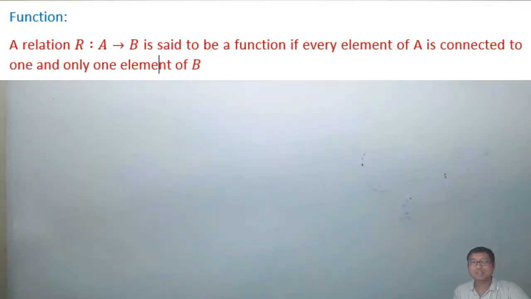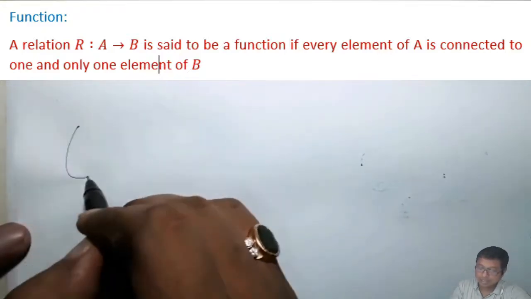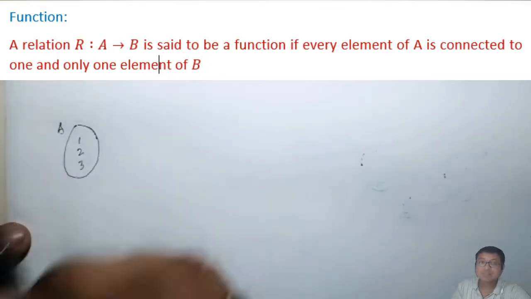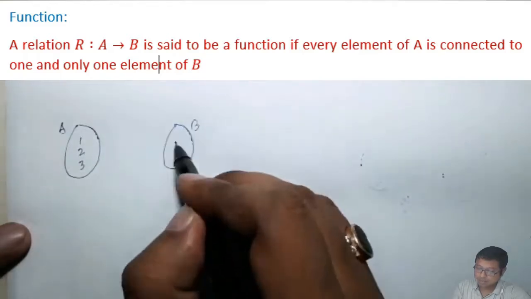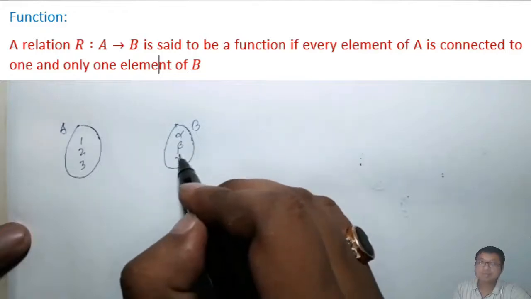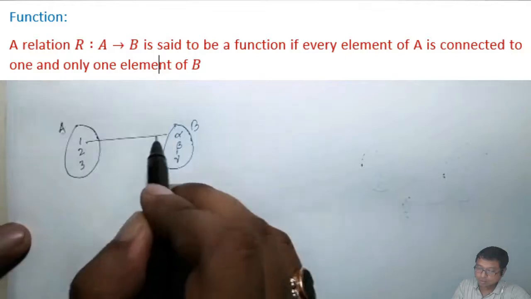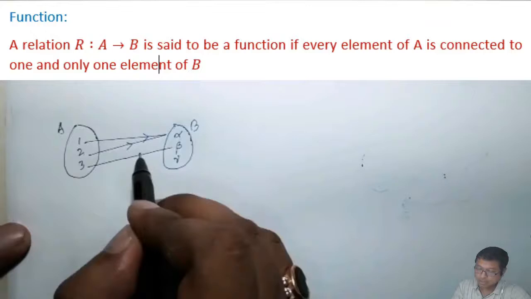And let us try to understand this concept by taking help of the Venn diagram. I think in that case it will be more clear to you. Suppose I have two sets. This one is set A and consisting of these elements. Another set I am considering. Suppose it consists of alpha, beta, and gamma. Suppose 1 is connected to alpha, 2 is also connected to alpha, and 3 is connected to beta.